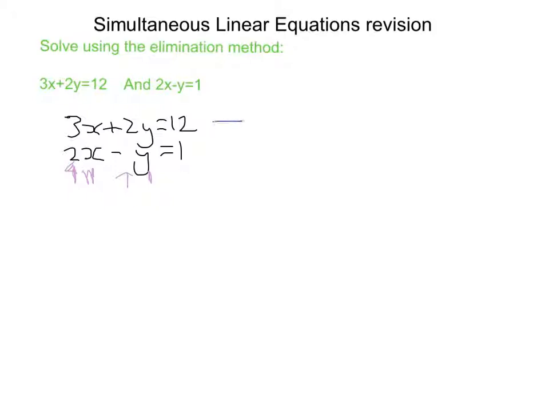The first equation, we're just going to rewrite this one. It's 3x plus 2y equals 12. And for the second equation, I'm going to multiply everything by 2. So 2x times 2 gives us 4x. Minus y, or negative y, times 2 is negative 2y, equals, and then 1 times 2 is 2. So now if we look at it, our y coefficients have the same magnitude, the same size, same value. It's a different sign, but that's fine.